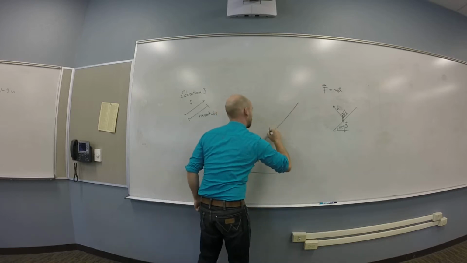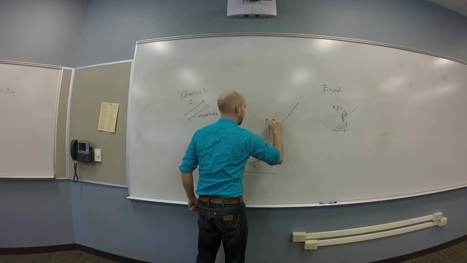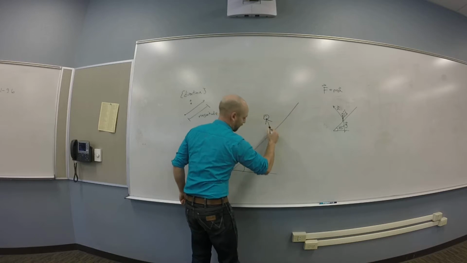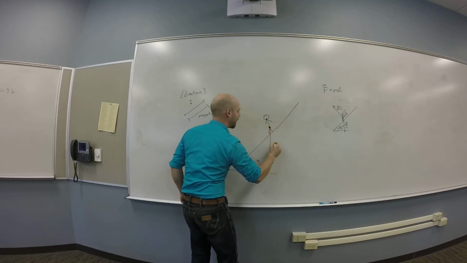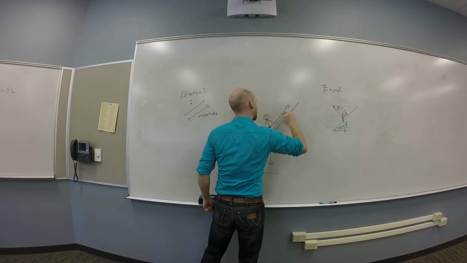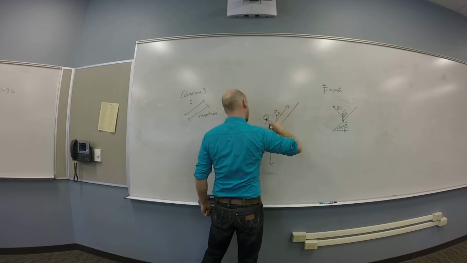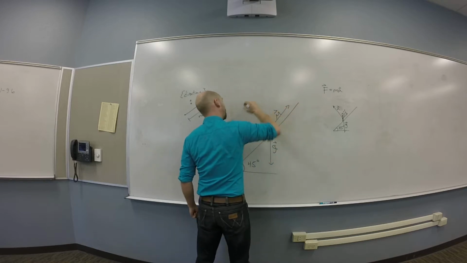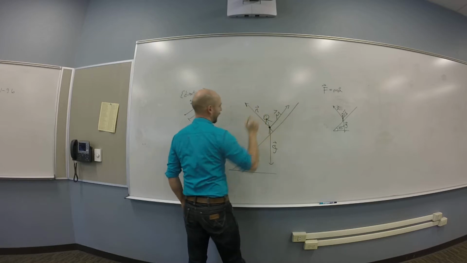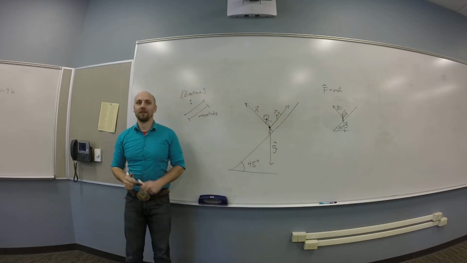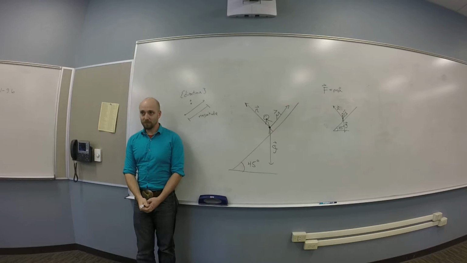45 degrees. Gravity is going down. Mu is going up with the slope. This is pushing out with an angle. Cool?